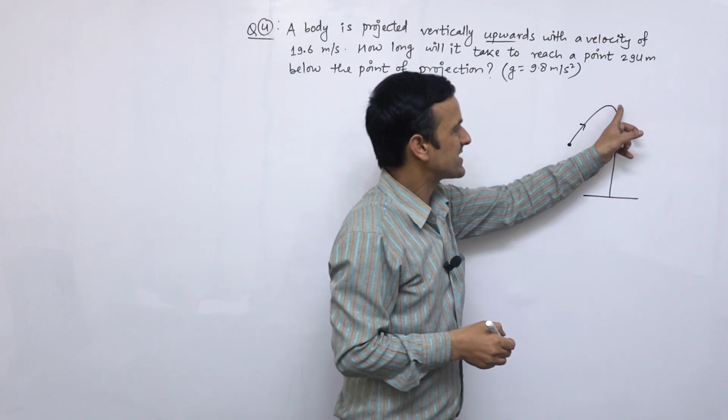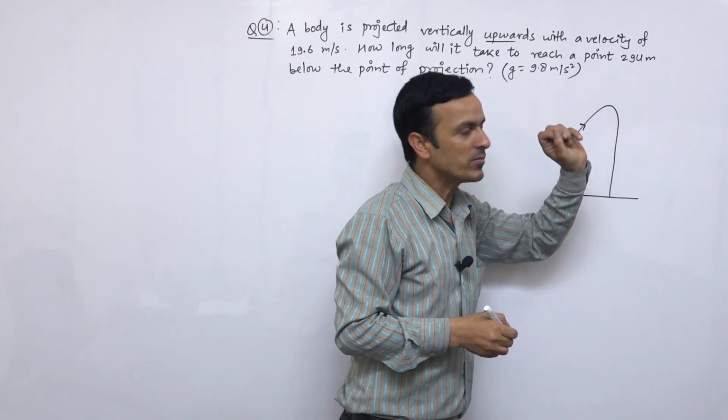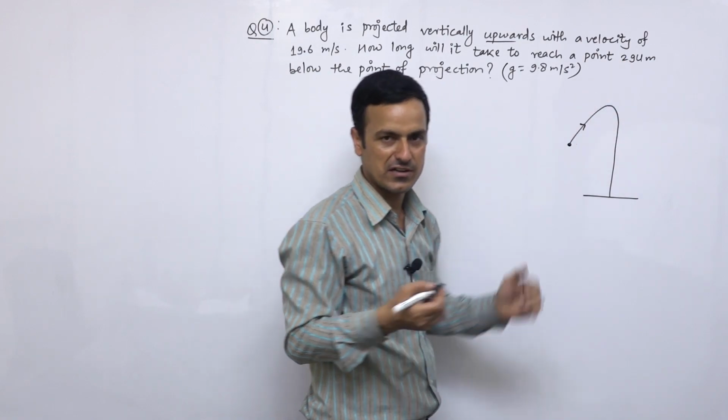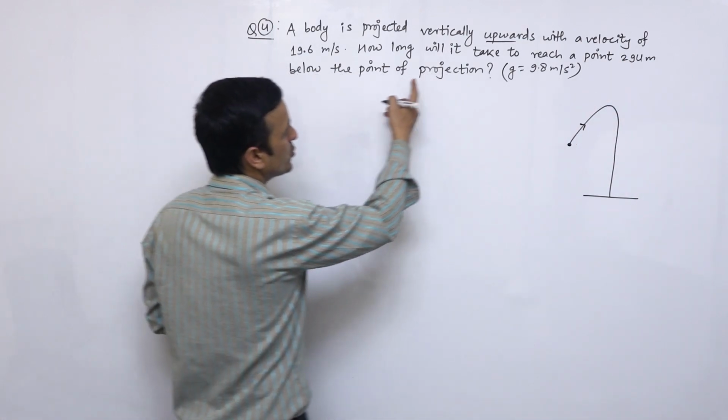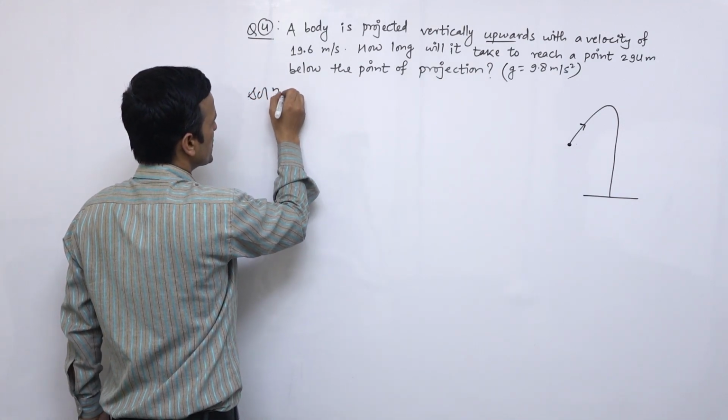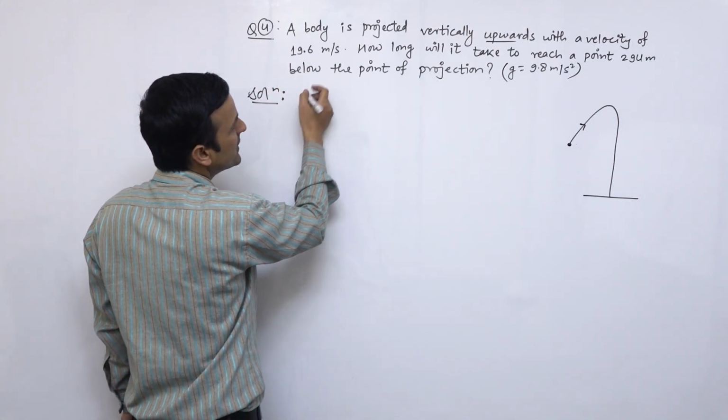This distance is 294. This is the height taken by this particle, 294, to reach the ground, and g is given over there. So write down the solution.